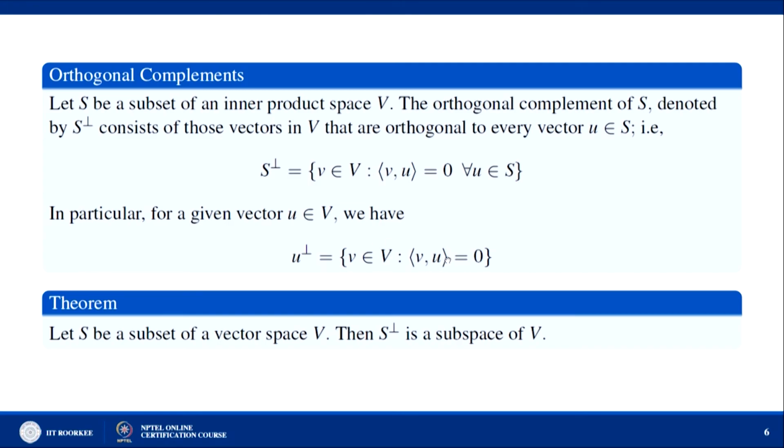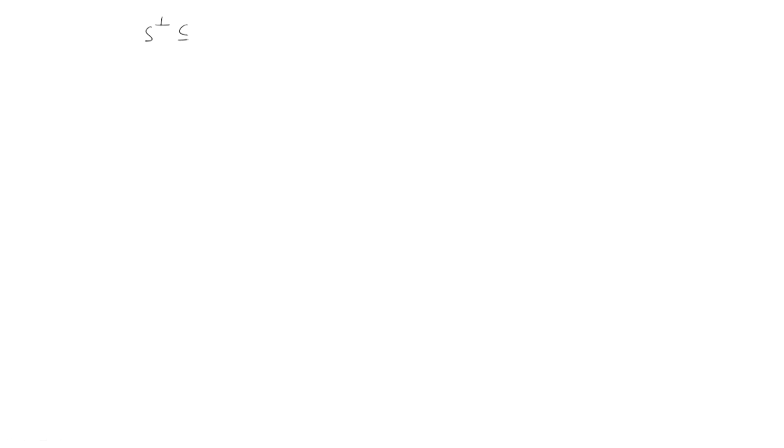Now, the first property of this orthogonal complement is that it is a subspace of V. So, how do we define the orthogonal complement? Orthogonal complement is basically a subset of vector space V, which is defined as all those v in V such that the inner product of v and u is equal to 0 for all u in S.